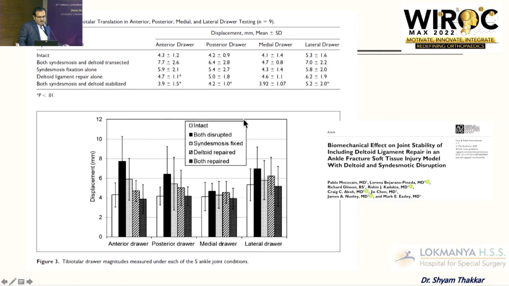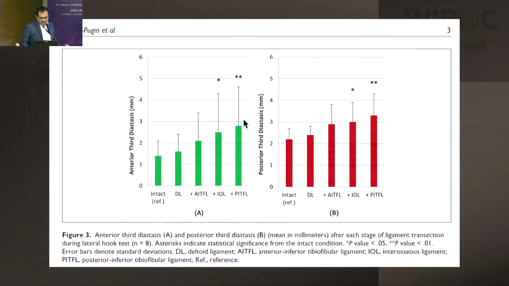So here are some graphs about the anterior, medial, posterior, and lateral drawer. You can appreciate with intact syndesmosis, with either syndesmosis or deltoid injured, and with both. And if we repair both, almost the translation comes back to normal.